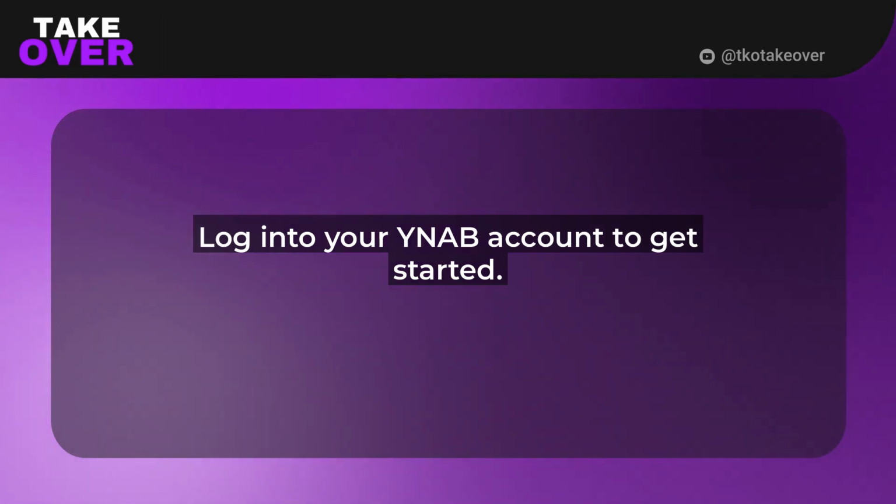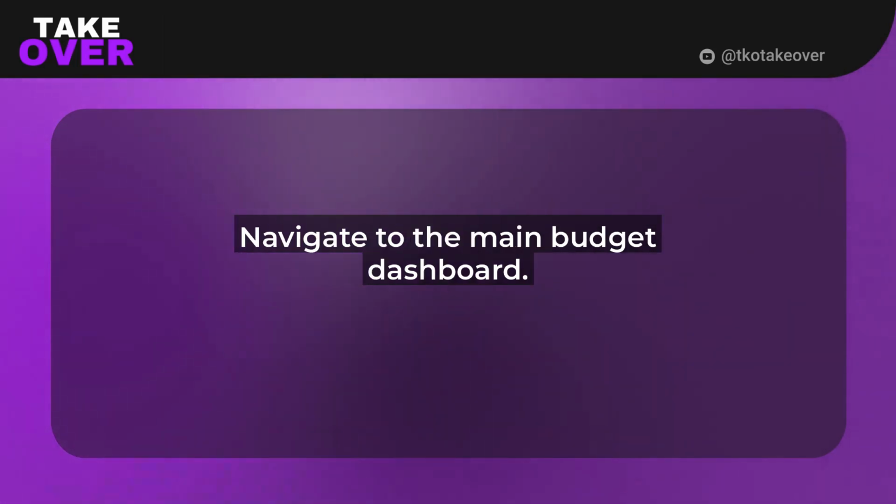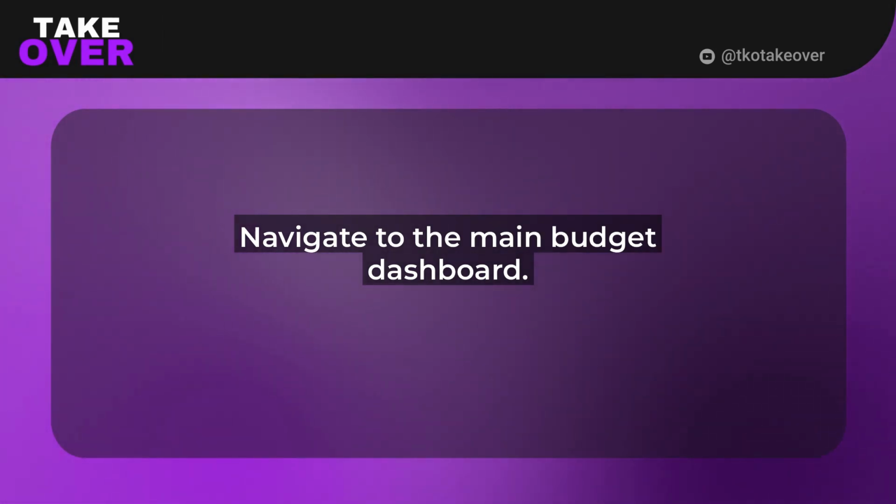Let's jump right in. First things first, make sure you're logged into your YNAB account on the website or app. Once you're in, head over to the main dashboard where your budget overview is displayed. It's usually the first screen you see, packed with your categories and spending summaries.